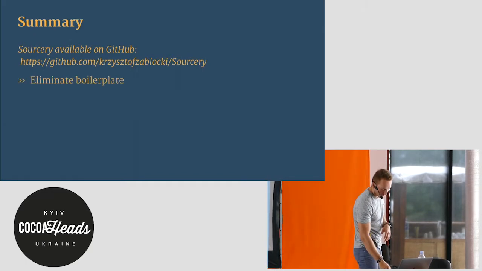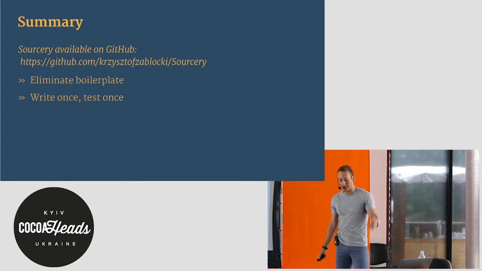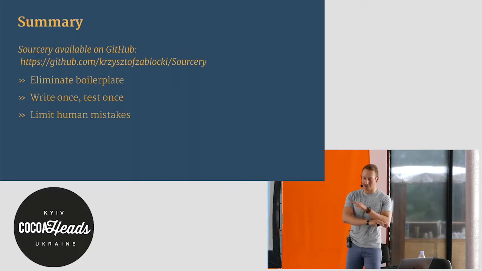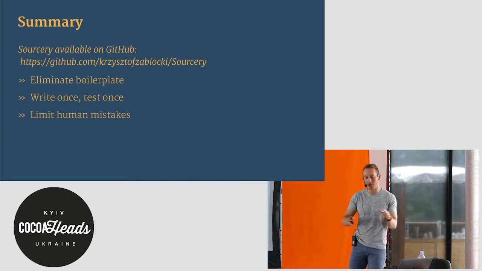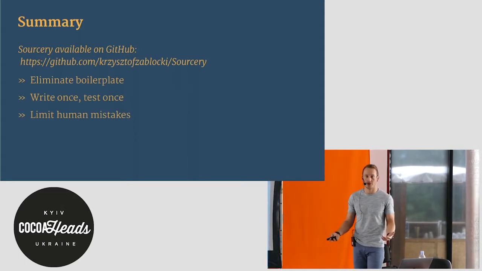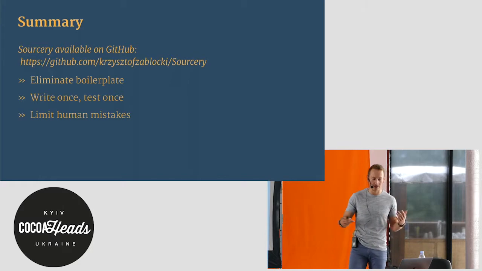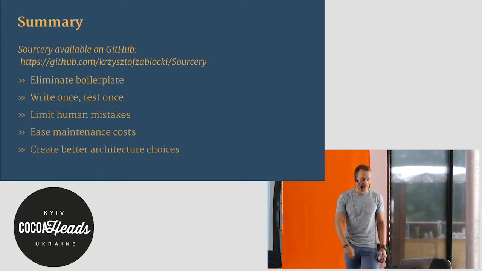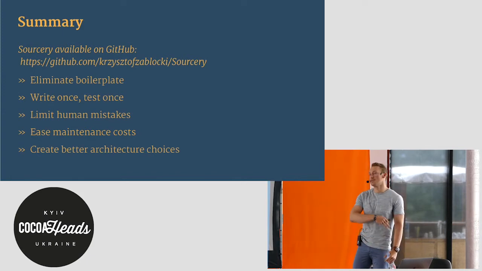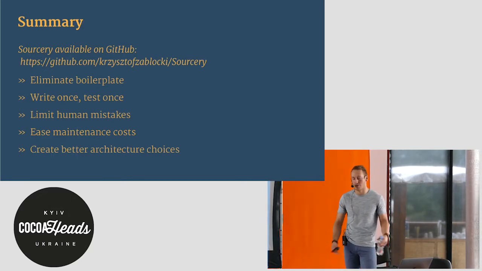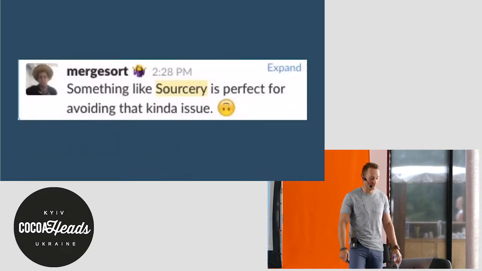Eliminate your boilerplate, write it once, test it once, and limit human mistakes. That's the core of it. Avoid anything that is boilerplate, anything that's repetition. Don't put it on us. Don't put it on other developers in your team. Just make it automatic. Just make it easy. And that will help you ease the maintenance costs, so you can create better architecture. You can work on the things that you care about, features, not boilerplate, not writing equality. No one likes that. It's not very nice.